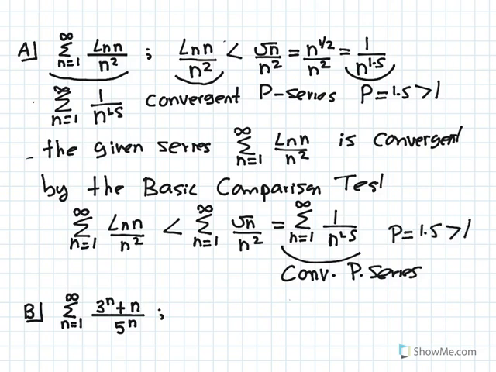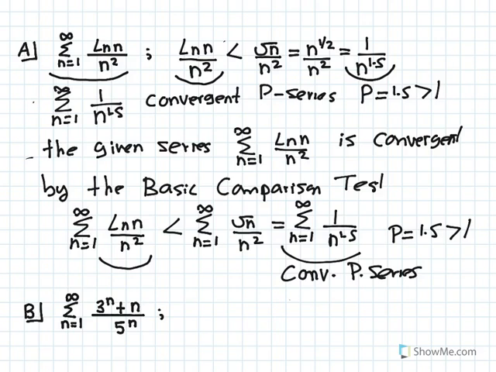So what we have is our given series, every term of our given series is less than every term of the comparison series, which is a convergent p-series. So by the basic comparison test, our given series summation n equals 1 to infinity log n divided by n squared also converges. Alright, let's look at part B.